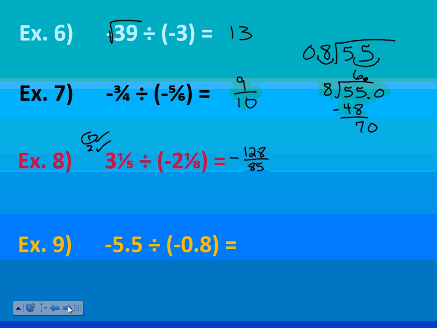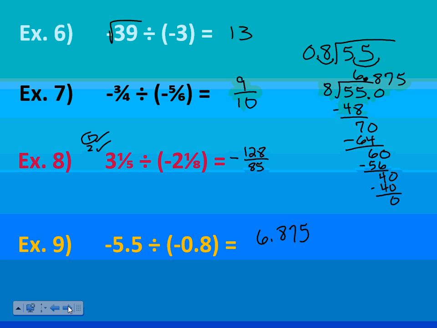So 8 goes into 70. 8 times 8 is 64. Subtract, we get a 6. We're going to keep going. It's all right. It's only going to go a couple places. 8 into 60 goes 7. That's 56. One more time, I think we'll have it. 5 times, and it goes evenly, so we know that we are finished. And so you can just put it as 6.875.